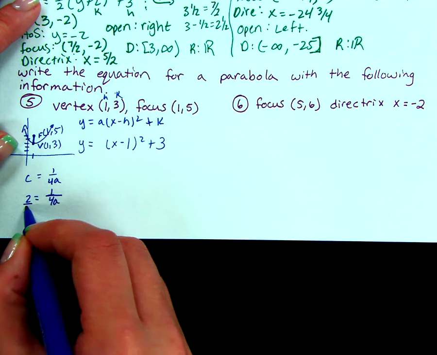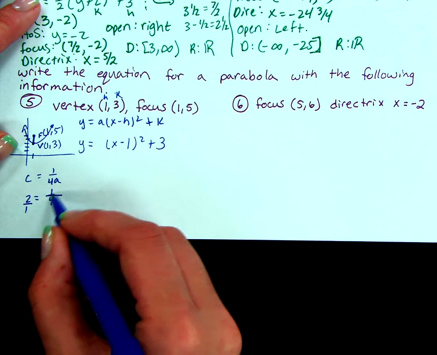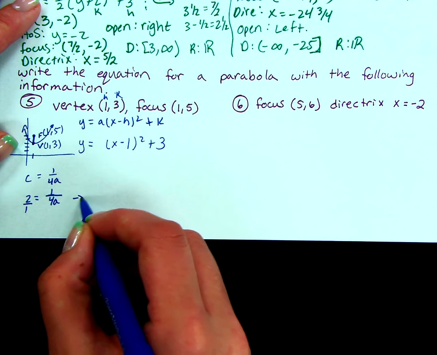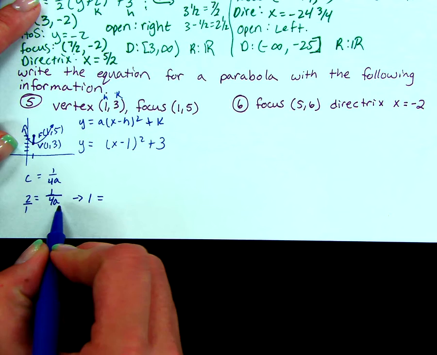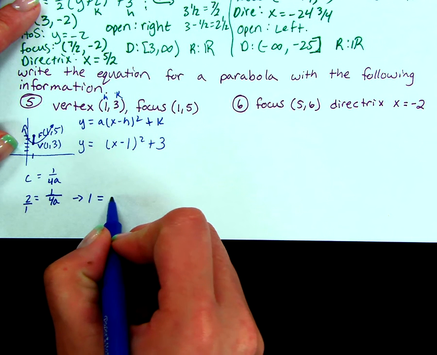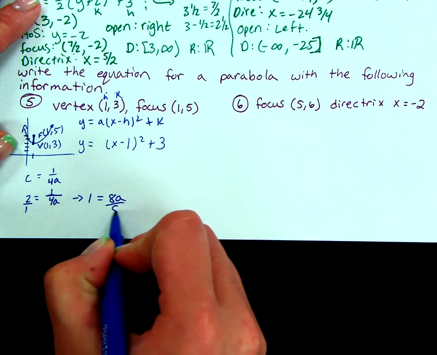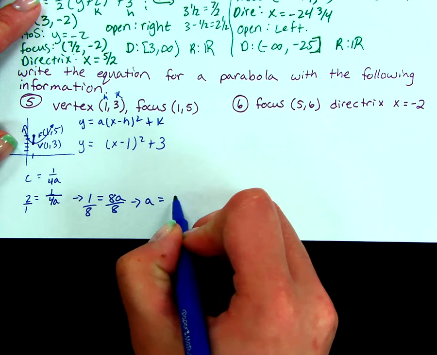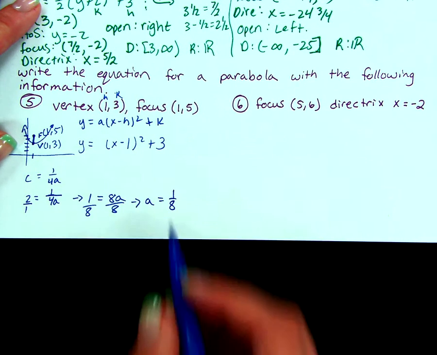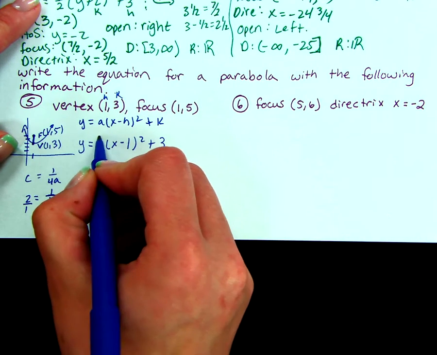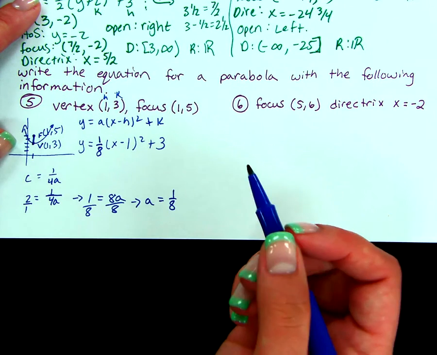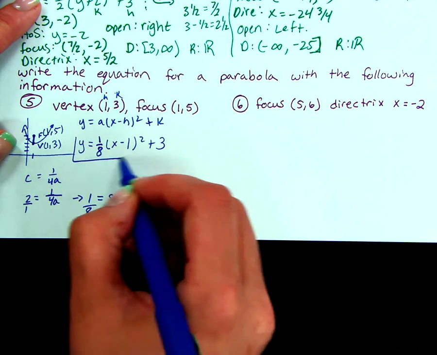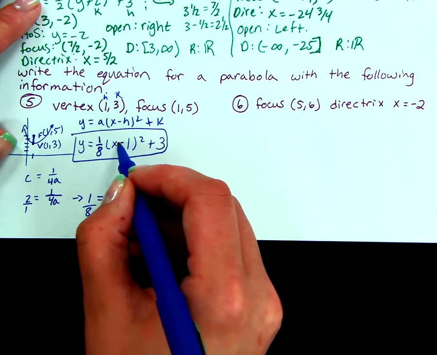If I put 2 over 1, we can cross multiply. 1 times 1 is 1, and 2 times 4a is 8a. Then we divide by 8 to get a alone, so a is equal to 1/8. That number goes in front of our parentheses, so 1/8. Since it's just asking for the equation, this is our final answer.